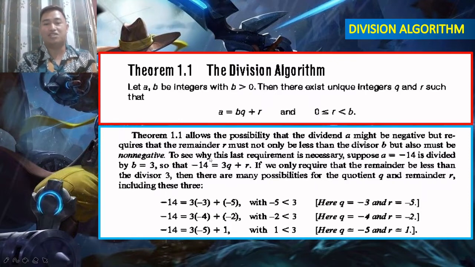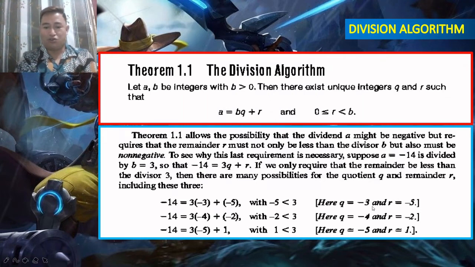Diba? Kung non-negative, pwede 0 siya. So, pwede siya ma-0. Okay, tanawon nato ang example diri. So to see why this last requirement is necessary, kay dili pwedeng negative si r. Okay, so tanawa class si negative 14.